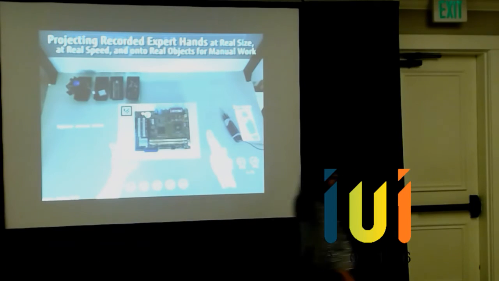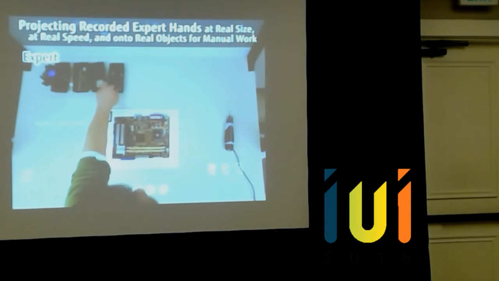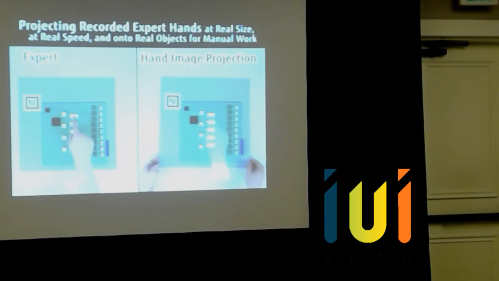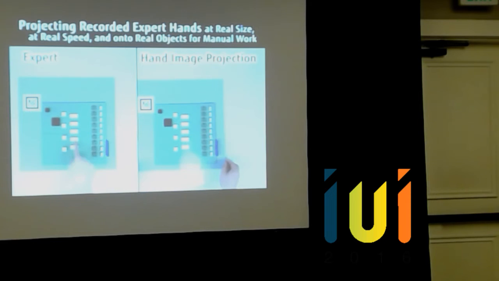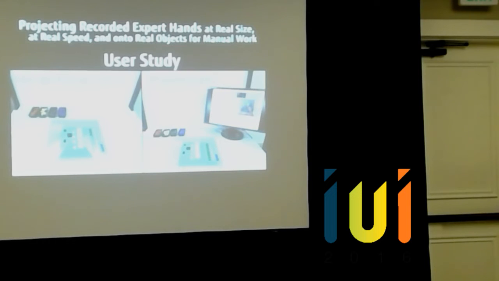Hi, I'm Genta Suzuki from Fujitsu Laboratories, and we introduced a hand image projection system for learning manual work. Our system records motions of experts and projects them onto a work object like this. Our system projects a hand at real size and maintains the relative position to the work object. We also show the results of the user study. Participants worked on tasks after watching expert video in two ways, using our system and using a display, and we compare the work time, errors, and user ratings of the tasks. Thank you.